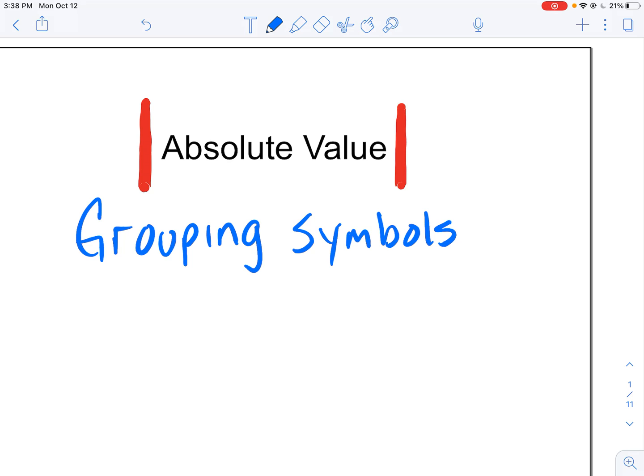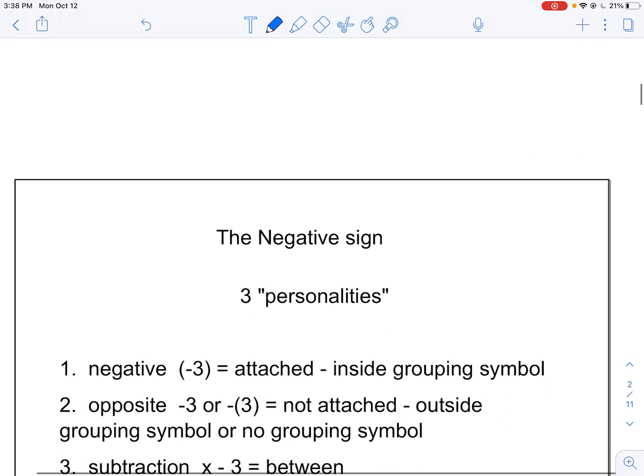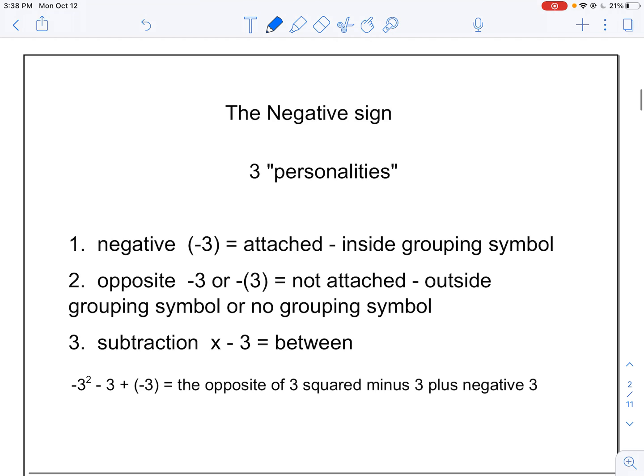So look for these 2 straight lines on either side of an expression, and it does mean that there is some work to do inside of them. But first I want to talk about negatives and its 3 personalities, I like to call them. The first one is a negative, and you can see that it is attached to that 3 because it is inside its parentheses. So this is attached.